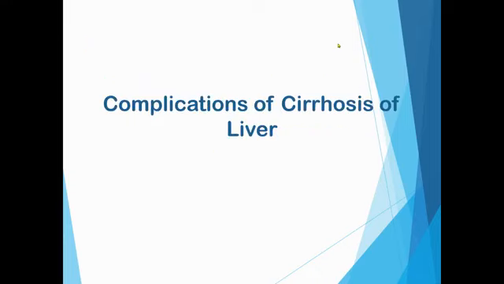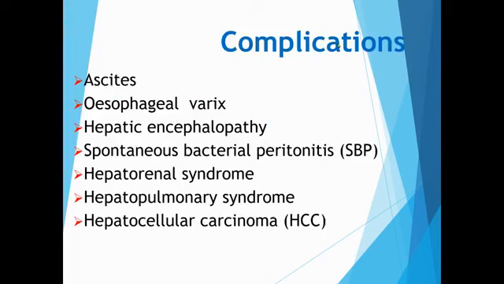Now let us see what are the complications that may develop in cirrhosis of liver. Yes, the commonest one is ascites. Ascites, that is accumulation of abnormal amount of fluid in the peritoneal cavity that occurs in cirrhosis of liver. The next one is esophageal varix. Esophageal varix develop due to portal hypertension, and the varix are present in the lower end of the esophagus, fundus of the stomach, even sometimes in the rectum. So varix is another complication.